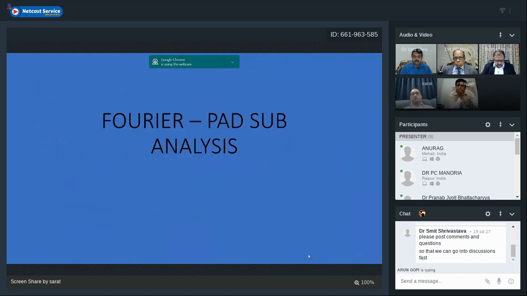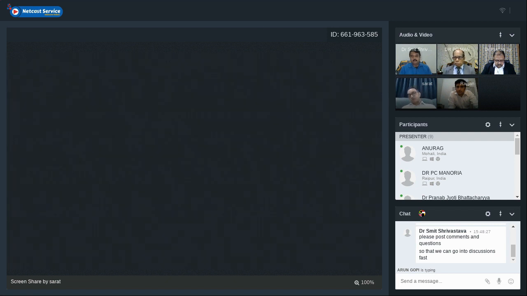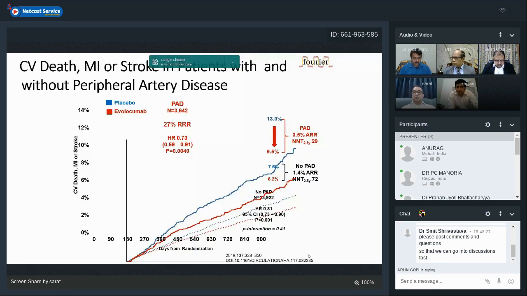Now, there is a lot of data from the FOURIER trial, and I concentrate on this slide. This is the peripheral artery disease subset of FOURIER. Now, look at this. The upper two lines demonstrate the reduction in the combined endpoint in those patients who had peripheral artery disease, compared to patients represented in the lower two lines who did not have peripheral artery disease. PAD patients benefited far more significantly.